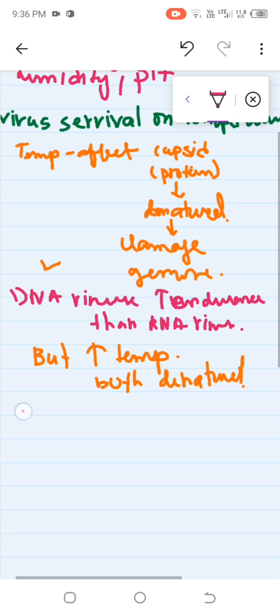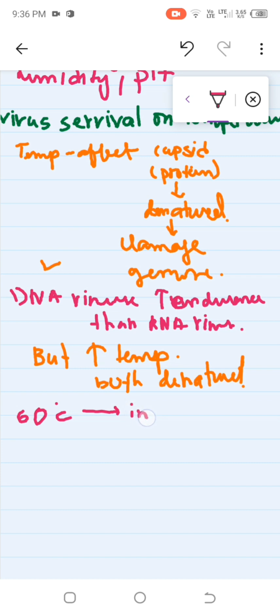That is 60 Celsius. Now 60 Celsius is basically the normal temperature. So when it is above 60 Celsius, we can say the virus becomes inactivated. If the temperature is above 60 Celsius, the virus is inactivated.